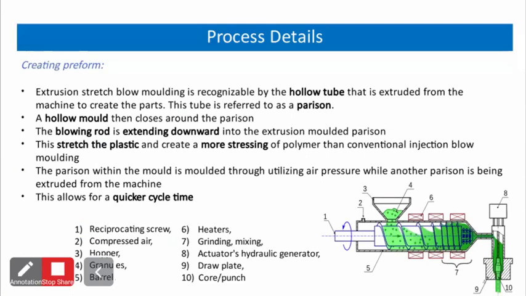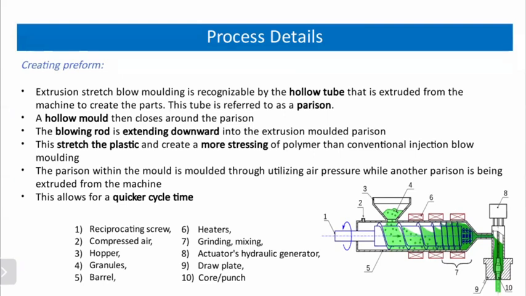Assalamu alaikum. I'm Sumaya Jannat, role 47. Here I will discuss the process details for creating a preform by extrusion technique. We will make a parison, which is basically a hollow tube, and later we will stretch blow that tube to make the final product. Inside the extruder, there is a hollow mold that shapes the parison and a blowing rod that is extended downwards into the parison. This will stretch the polymer and it will create more stress in the polymer than in conventional injection blow molding.